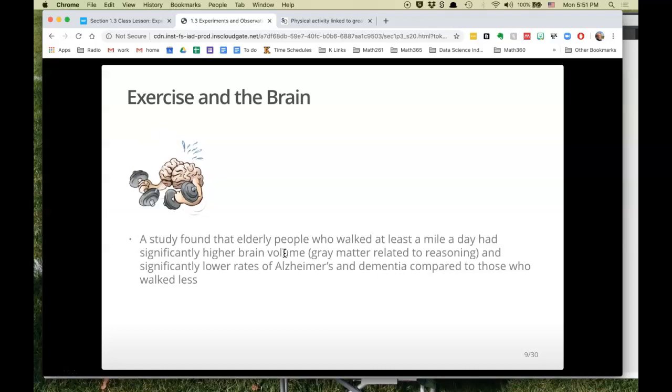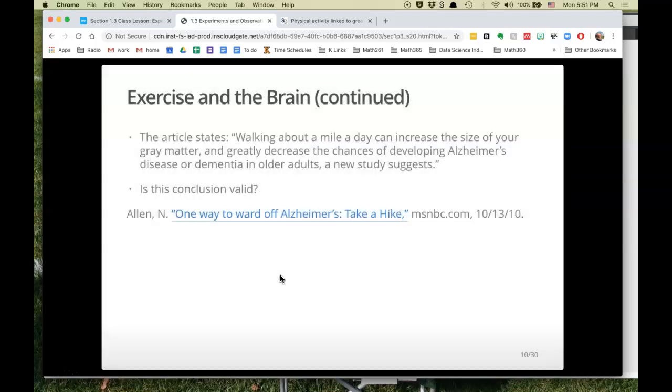Here's another example, exercise and the brain. A study found that elderly people who walked at least a mile a day had significantly higher brain volume and significantly lower rates of Alzheimer's and dementia compared to those who walked less. Well, what did they actually do in the study? Well, the article states that walking about a mile a day can increase the size of your gray matter and greatly decrease the chances of developing Alzheimer's.